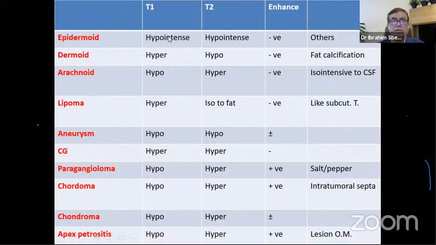Again, if one puts this list of epidermoids, dermoids, arachnoids, lipoma, aneurysm, cholesterol granuloma, paraganglioma, chordoma, chondroma, apical petrositis, and looks at T1, T2, and whether there is enhancement and other features, most likely you will reach a diagnosis and save your patients from unnecessary surgeries if you are careful.